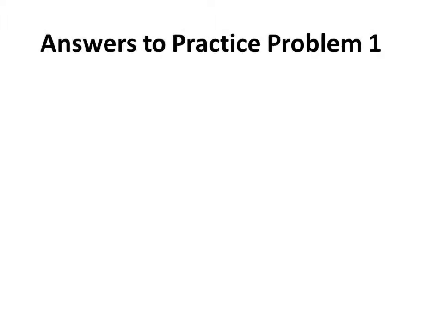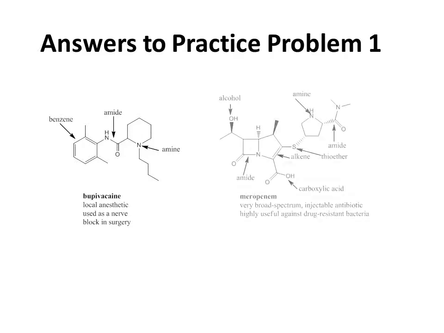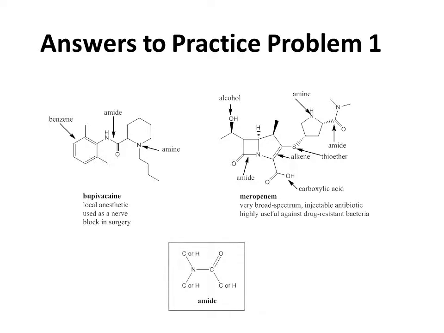Answers to practice problem 1. For bupivacaine, we have a benzene ring, an amide, and an amine. For meropenem, we have an alcohol, an amide, a carboxylic acid, an alkene, a thioether, an amine, and an amide. Note that the functional groups shown below can be pronounced amide, amide, or amide, depending on your mood.